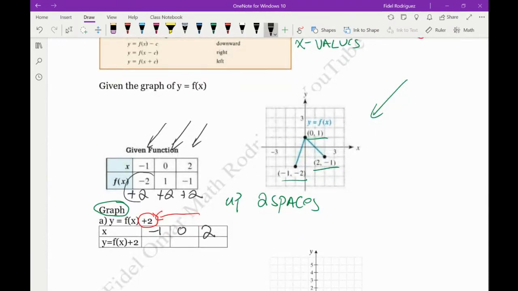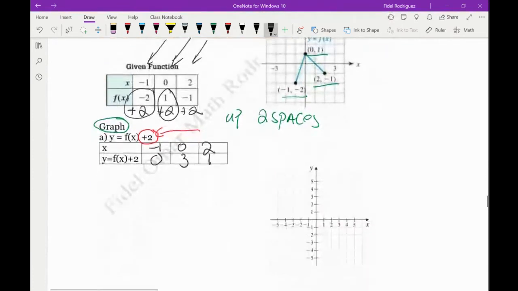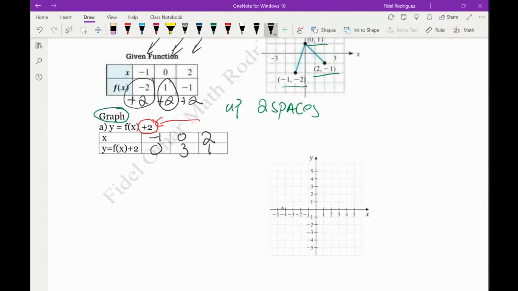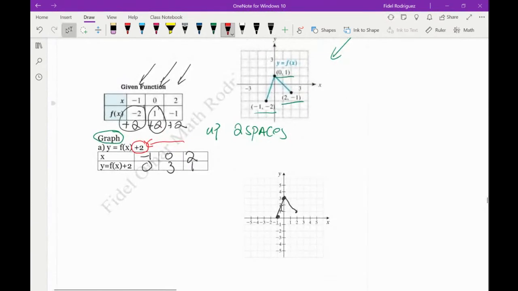So let's take a look. -2 plus 2 is 0. 1 plus 2 is 3. -1 plus 2 is 1. And what I'm going to do now, y'all, is go ahead and graph that. So the point -1, 0 would be right here. 0, 3 would be right there. 2, 1 would be right here. And if you notice, what we really did is we took this picture and we just moved it up 2 spaces. Everything just got shifted up 2. And since we were going up 2, all we did is take 2 and add it to each of my y values.